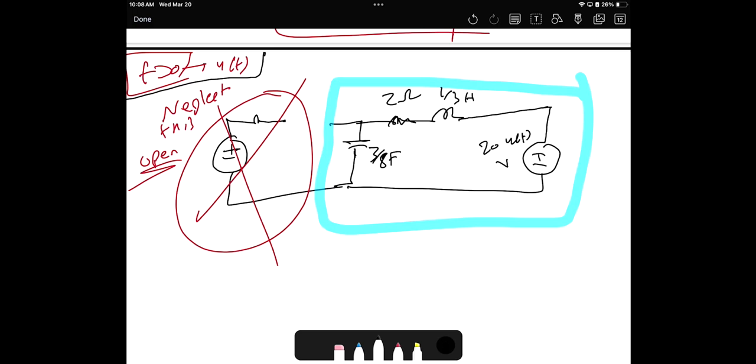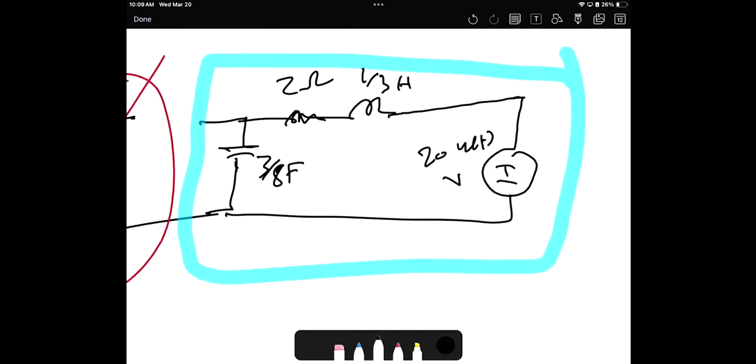Then the same thing here. This does not mean it's a short circuit or an open circuit, or that it's being shorted or eliminated. It's not eliminated, but I don't care about it, so I'm going to remove it. So we will end up having this circuit in the time domain.